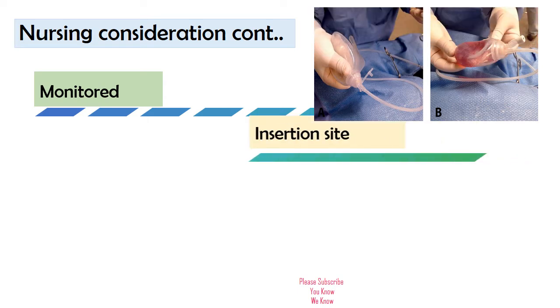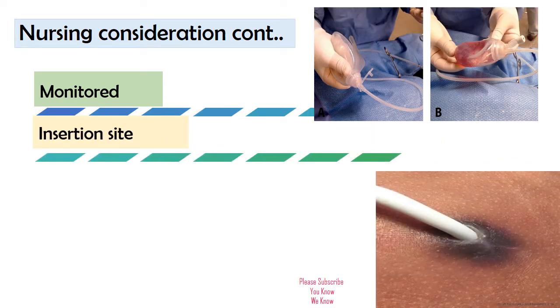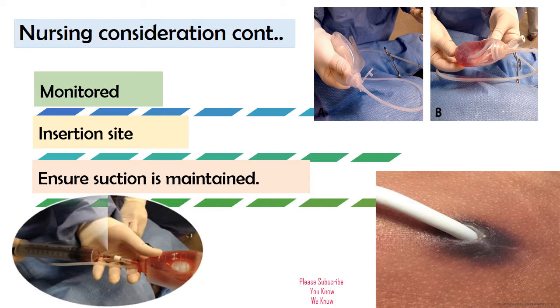Drain patency should be monitored. The insertion site should be observed for any signs of leakage, redness or oozing at the beginning of your shift and before and after moving a patient. If applicable, ensure suction is maintained. A blocked drain tube can lead to formation of hematoma, increased pain and risk of infection.